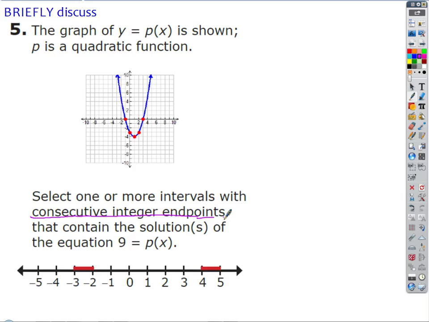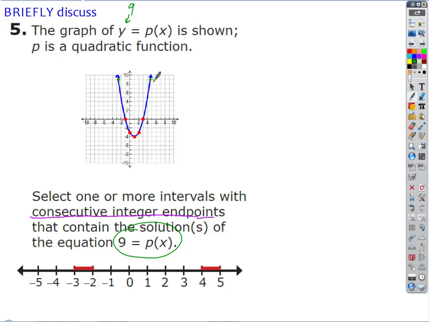intervals between integers that would contain the solutions to this equation. So let's think about that. If 9 equals p of x, well then aren't we just plugging in a value of 9 for y? Right? Does that make sense? So if we're plugging in a value of 9 for y, we're just looking for the places on the graph where y is equal to 9, right? So if we go up here, there's 9, there's y equals 9. So would you agree that that's a place right there and that's a place right there where the function has a y value of 9?